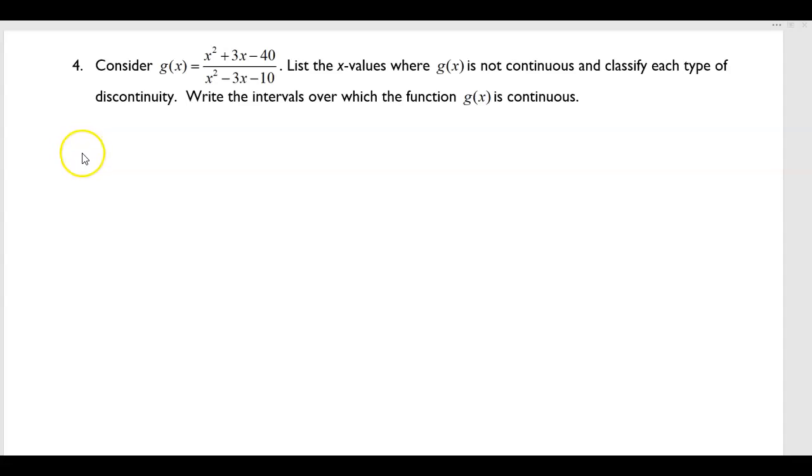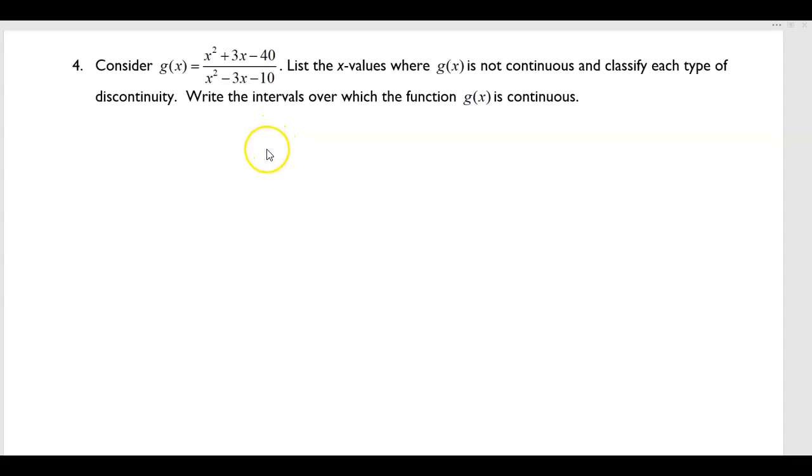So thinking about discontinuities was a lot easier when we actually had a graph to look at. It's pretty easy to tell when there's a break in the graph. It's a bit harder when you have just an algebraic function. So for example, we have g of x here. It's x squared plus 3x minus 40 over x squared minus 3x minus 10. This is a rational function.